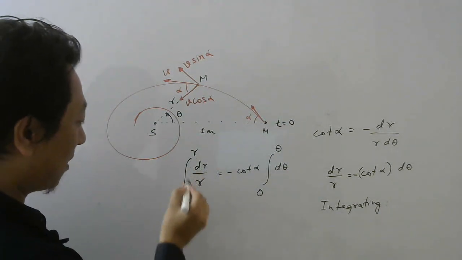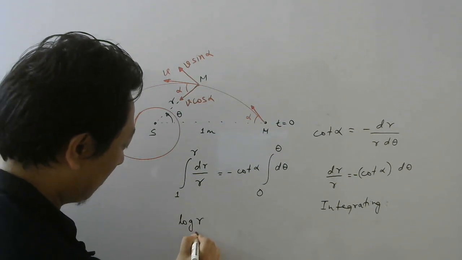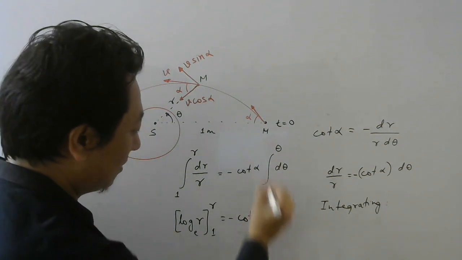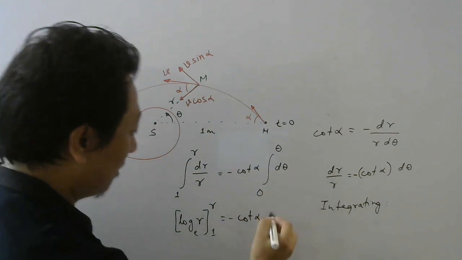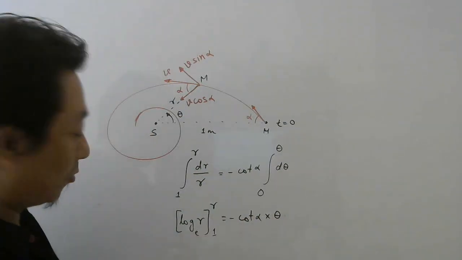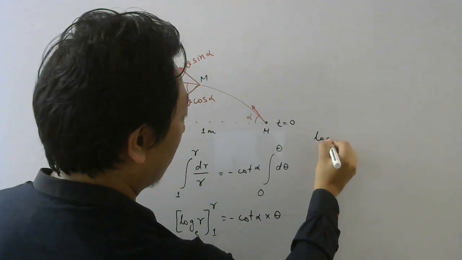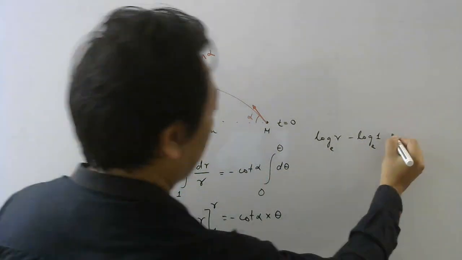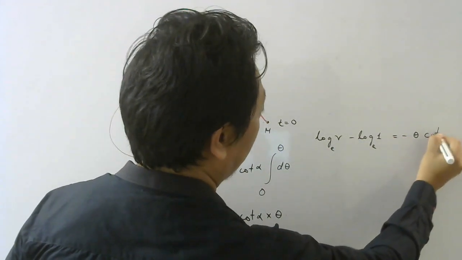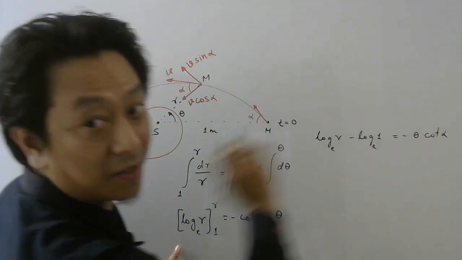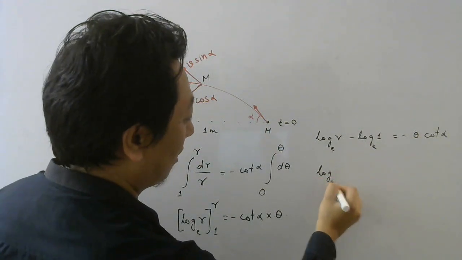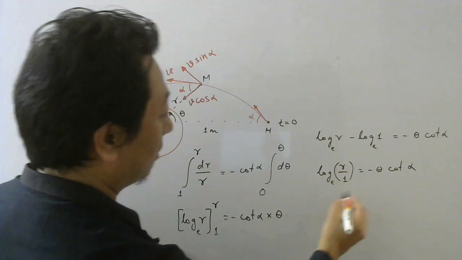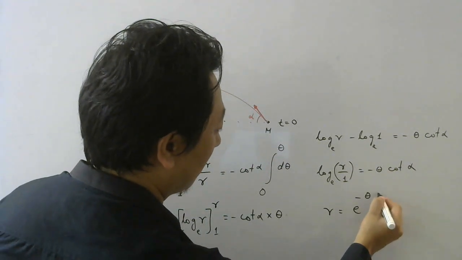So this is the integral of 1 by r dr, which will be log r base e, with upper limit r and lower limit 1, equal to minus theta cot alpha, and the integral of d theta is theta. Putting in the upper and lower limits, you will get log r minus log 1 base e, and that will be equal to minus theta cot alpha, right? Then log a minus log b is log a by b, and therefore your r will be e power minus theta cot alpha.